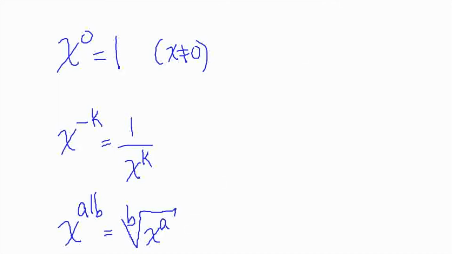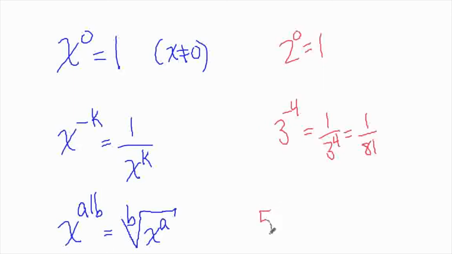So some examples of that would be, for example, 2 to the 0 power is 1, and 3 to the minus 4. 2 with an exponent of 0 is 1. 3 with an exponent of minus 4 is 1 over 3 to the 4. If you want to be fancy, that's also 1 over 81, of course. And then the last one, let's say we had 5 to the 7 thirds. That's equal to the cube root of 5 to the 7. And you may or may not be able to simplify that.